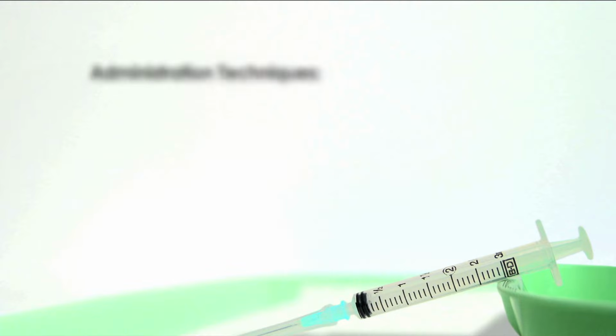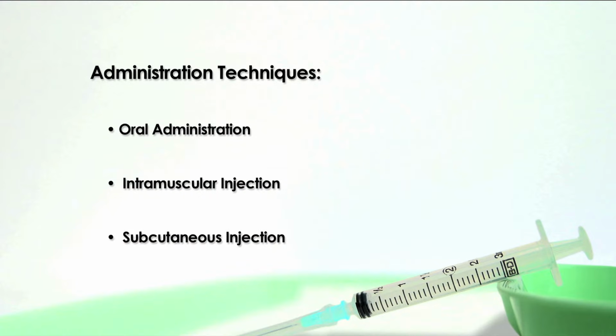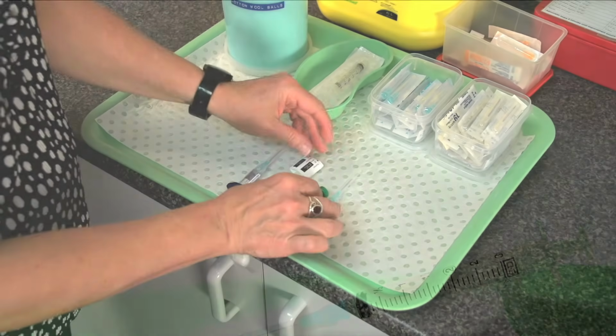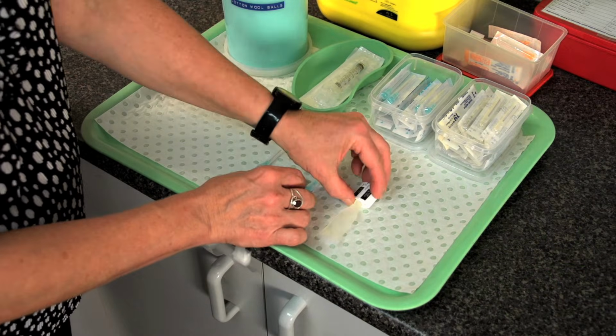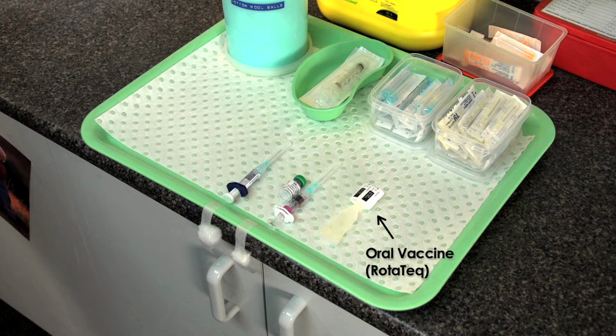There are 3 different administration techniques for vaccines included on the immunisation schedule. These techniques are oral administration, intramuscular injection, and subcutaneous injection. As you know, the oral rotavirus vaccine is the only oral vaccine on the schedule, and Rotatec is the rotavirus vaccine used in South Australia.